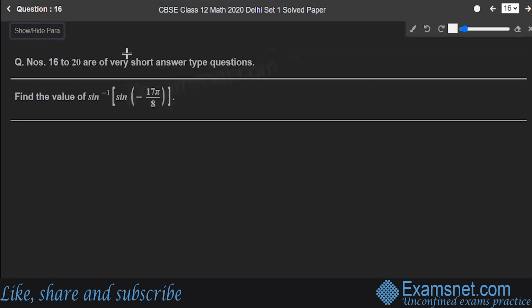Next is question number 16. Now in this section, questions 16 to 20 are very short answer type questions. Let's go with the first question for this section, that is question number 16. You have to find the value of sine inverse sine of minus 17 pi by 8.